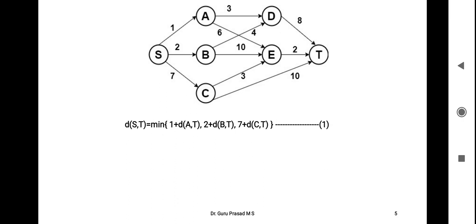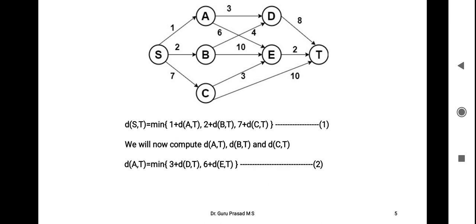where 1 indicates the edge weight from S to A, comma 2 plus d(B, T), where 2 indicates the edge weight from S to B, comma 7 plus d(C, T). 7 indicates the edge weight from S to C. We will now compute d(A, T), d(B, T) and d(C, T).